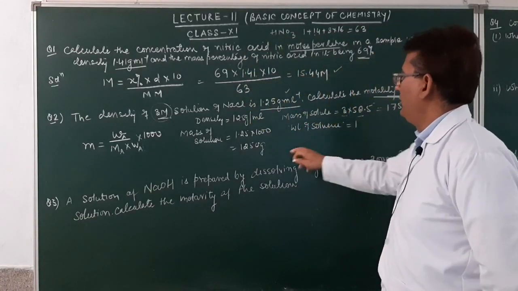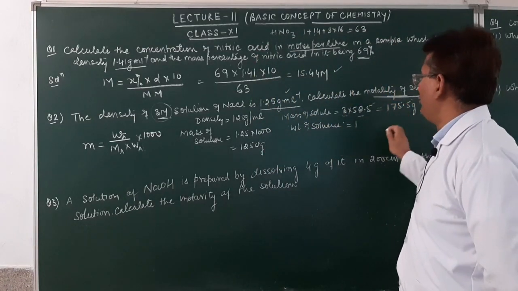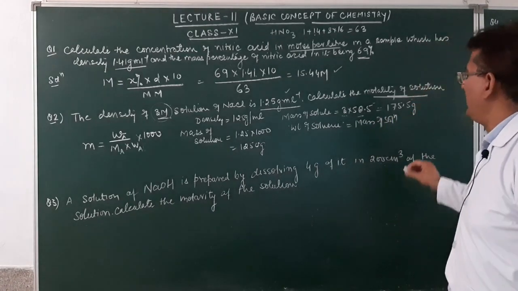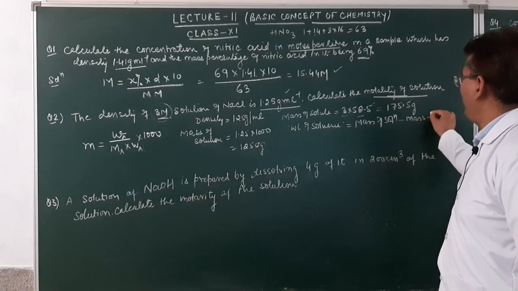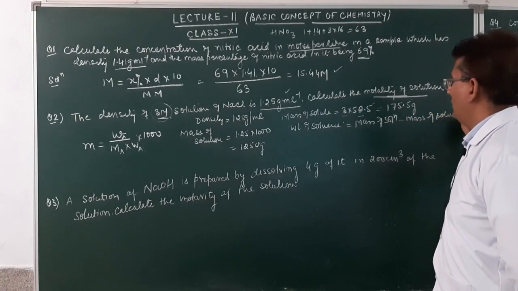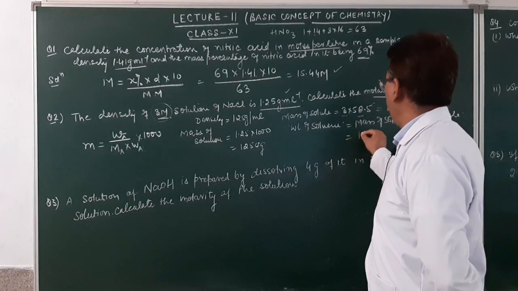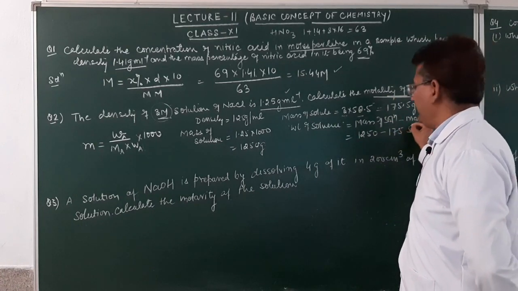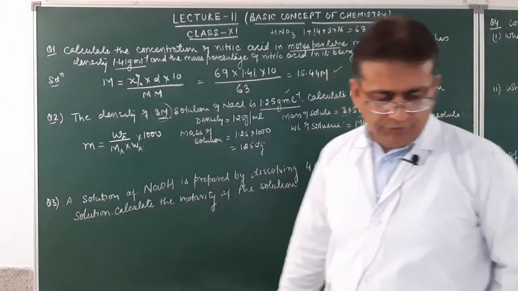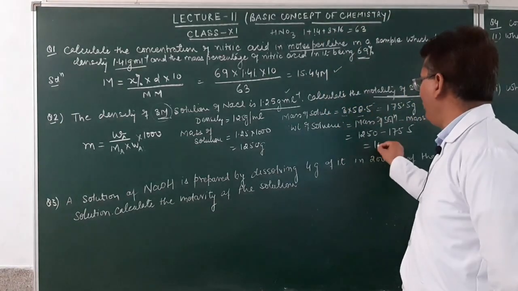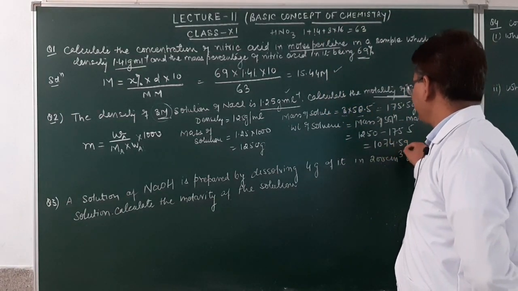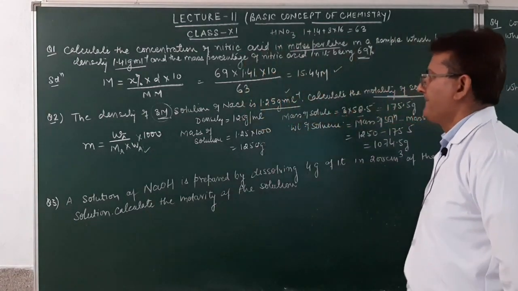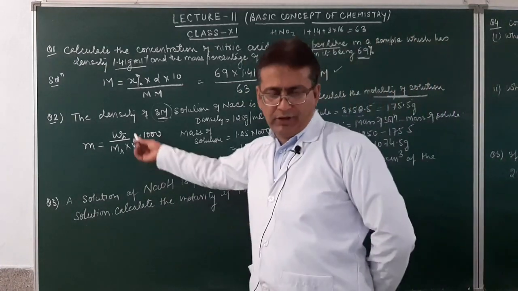This will be equal to mass of solution minus mass of solute. And what will be this value? This will be equal to 1250 minus 175.5. Am I clear? And this on solving will come to be equal to 1074.5. So the mass of solvent we have, and the mass of solute we have now.